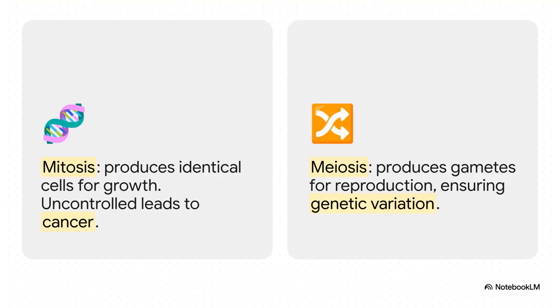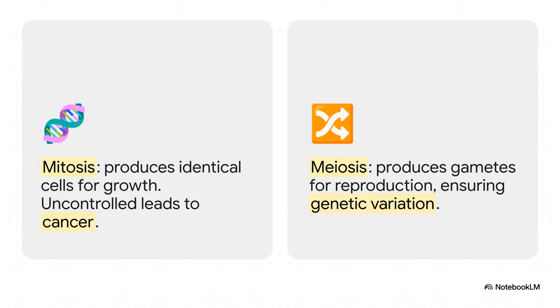Cells basically divide in two primary ways, and they serve completely different purposes. First up is mitosis. Mitosis is essentially a straight copy-paste function. It produces identical cells, and your body uses this process constantly for general growth and to heal things like cuts and scrapes. But if this copy-paste function gets a mutation and starts dividing uncontrollably, that's what leads to cancer.